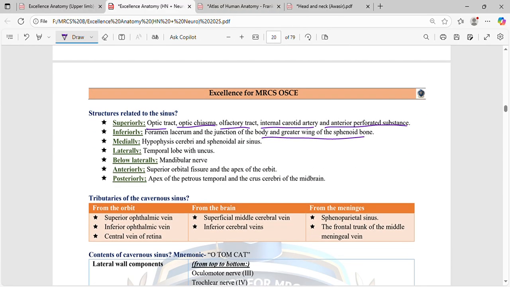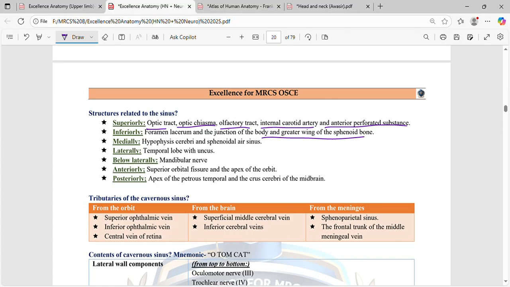These are the relations, and you can also say that below and laterally we have the mandibular nerve. Anteriorly, as we discussed in the extension, it extends into the superior orbital fissure and the apex of the orbit, and posteriorly the apex of the petrous part of the temporal bone and the crus cerebri of the midbrain, the two crura of the midbrain.